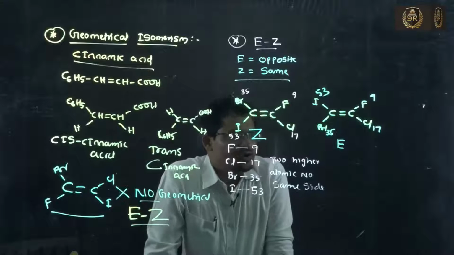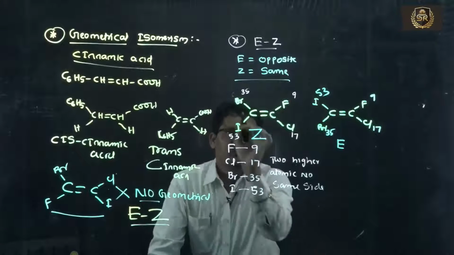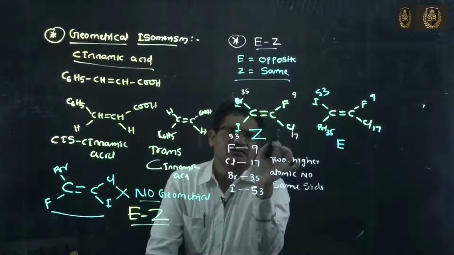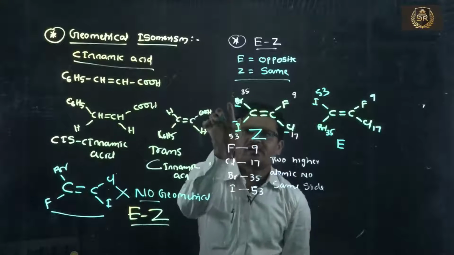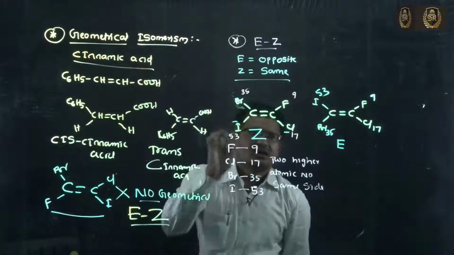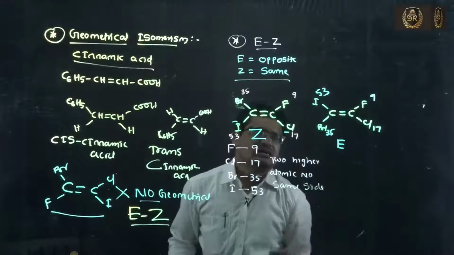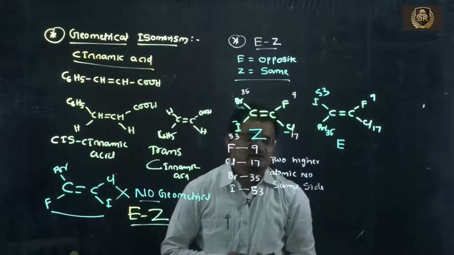Z means the two higher atomic number groups are on the same side. When the two higher atomic number groups are on the same side, that is Z configuration, and when they are on opposite sides, that is E configuration.